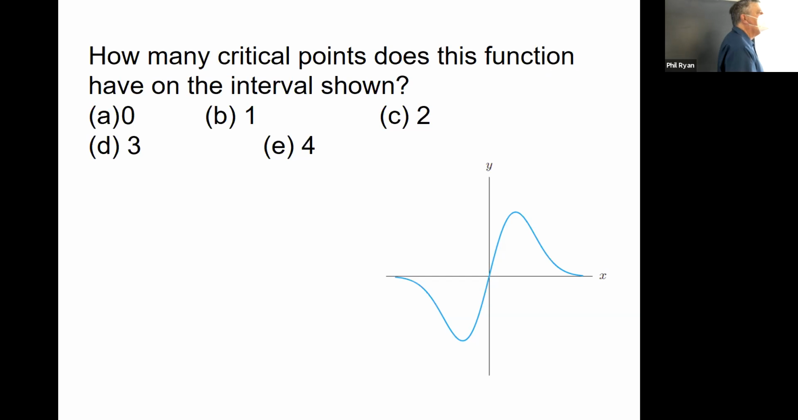Would it not be 2 and 1s because it looks like as it goes to infinity, it's going to go flat. So maybe out at infinity, but infinity doesn't count as a critical point. Okay. If this was a graph of the derivative, there'd be 1 critical point.